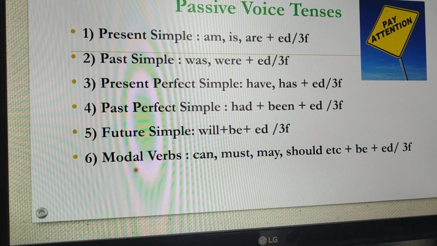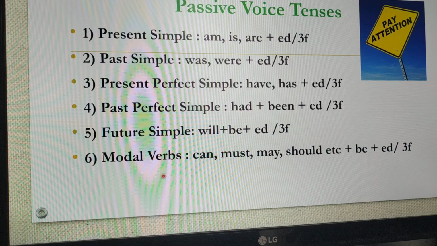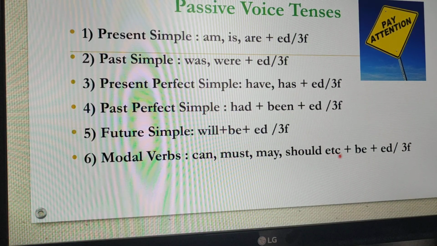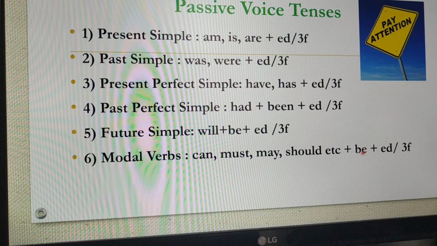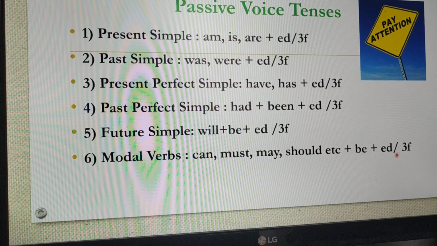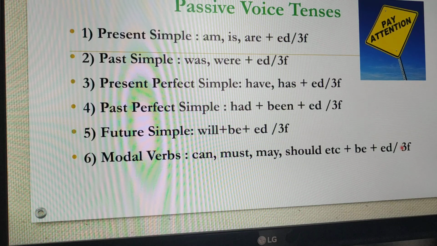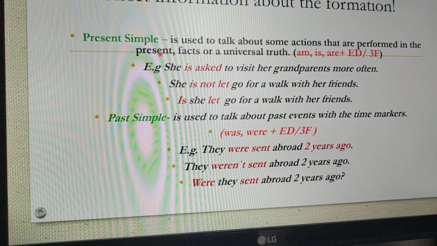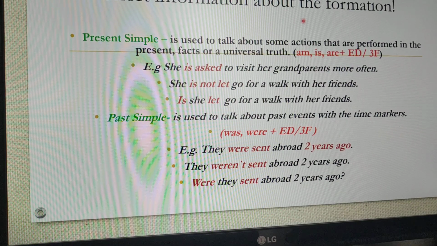And of course, all the modal verbs can also be used in passive voice. Such modal verbs as can, must, may, should, could, etc. plus be plus the ending ed for the regular verbs, or the third form for the irregular ones. Now let's discuss more concretely. Some short information about the formation.